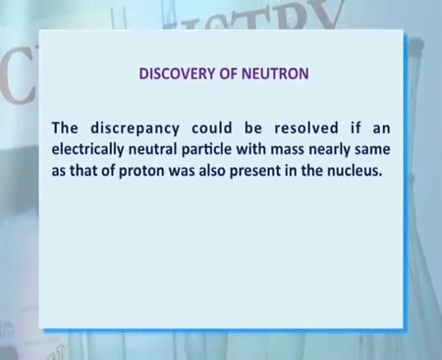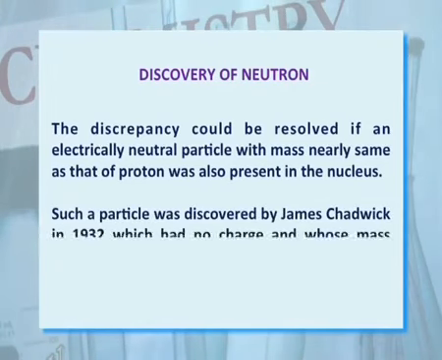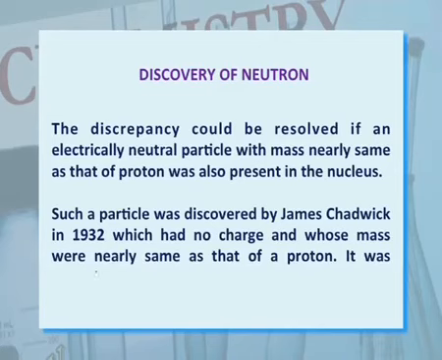Discovery of neutron. The discrepancies could be resolved if an electrically neutral particle with mass nearly the same as that of a proton was also present in the nucleus. Such a particle was discovered by James Chadwick in 1932, which had no charge and whose mass was nearly the same as that of a proton. It was named neutron.